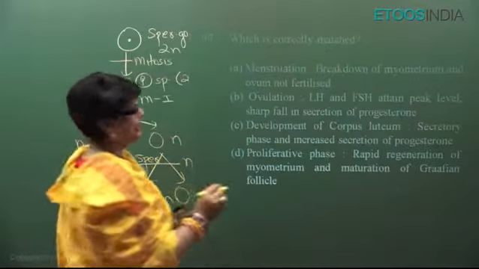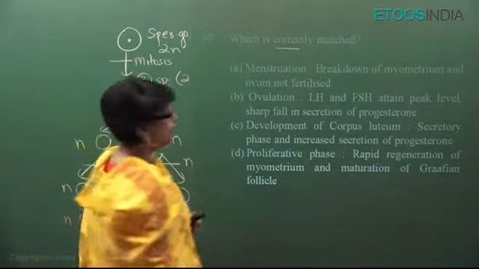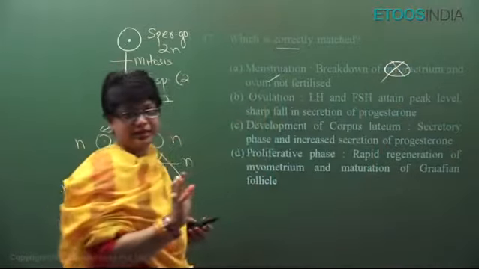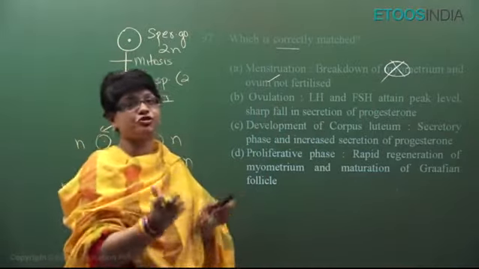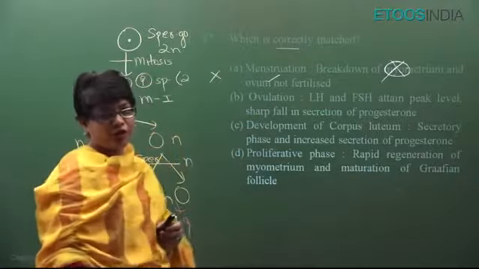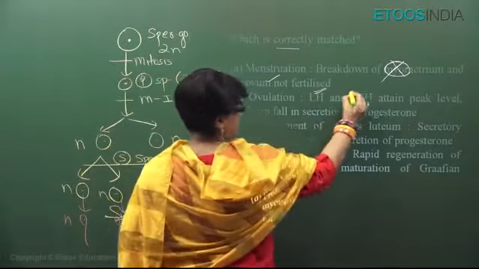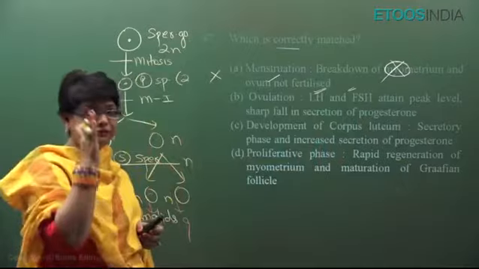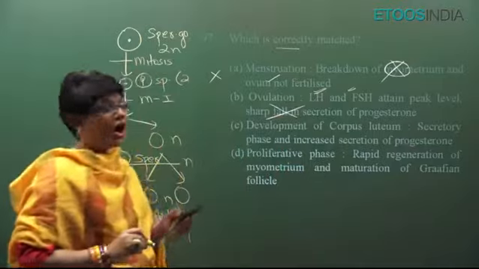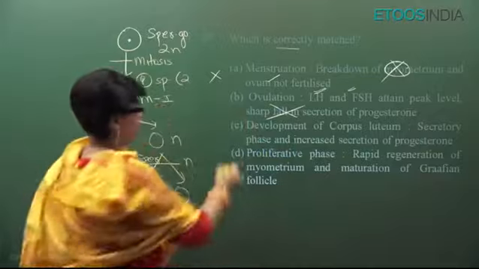Now, which is correctly matched? This question has already come in NEET. Let's see. Menstruation is breakdown of myometrium. No, endometrium. Ovum is not fertilized, definitely. That is why corpus luteum has regressed, progesterone has fallen, and endometrium is broken down. So this is false. Ovulation: LH and FSH attain peak. Actually, FSH and LH both have a mid-cycle peak. Sharp fall in the secretion of progesterone. No. After ovulation, corpus luteum is formed, so there will be a rise in progesterone level, not a fall.